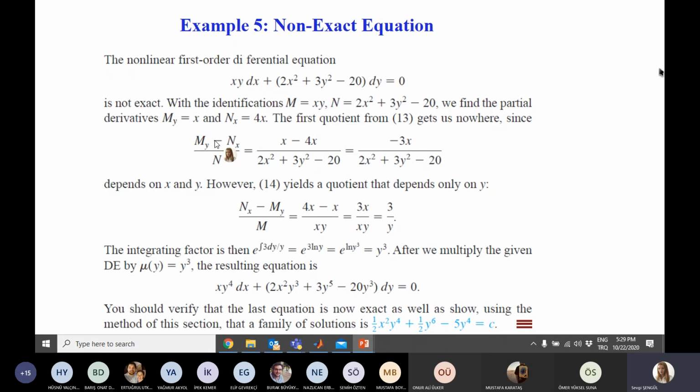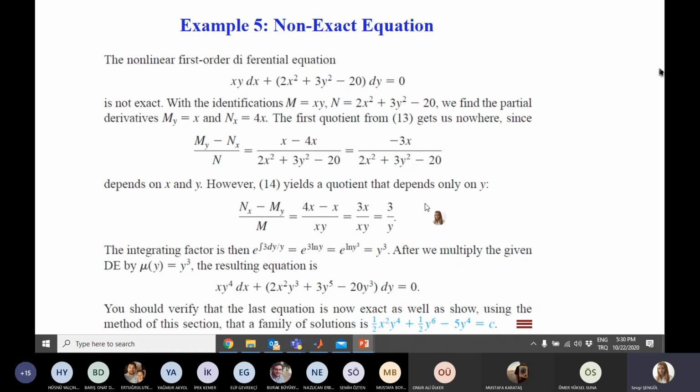And what is that? You can try My minus Nx over N, since you already have My minus Nx, which is minus 3x over that one. It depends on x and y. It doesn't depend on only x. So it doesn't work. Then try Nx minus My over M. The derivative of N with respect to x, which is 4x, minus the derivative of M with respect to y, which is x, over M, xy. 3x over xy, x cancels, 3 over y. Yes, this only depends on y. Then this will be my integrating factor.